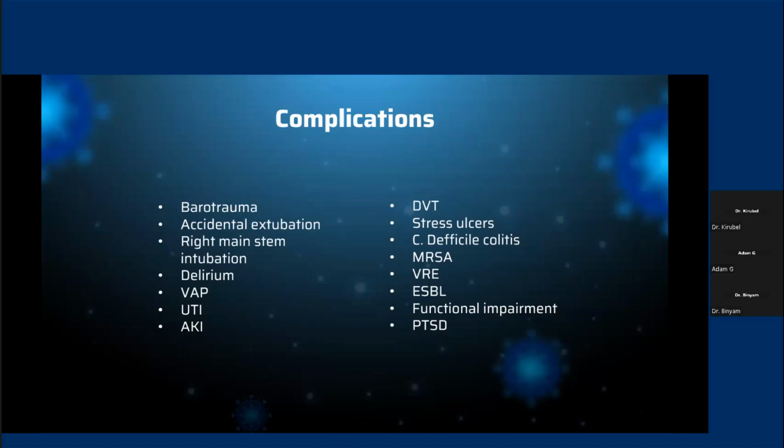Also they will develop delirium, ventilator-associated pneumonia, and UTI, especially ventilator-associated pneumonia.